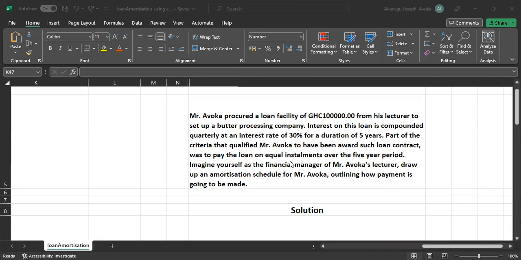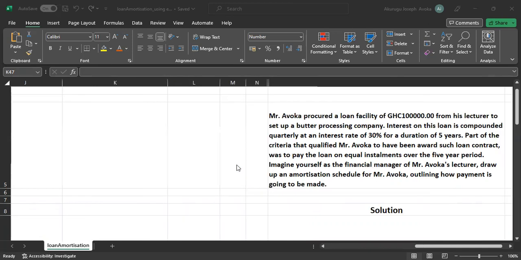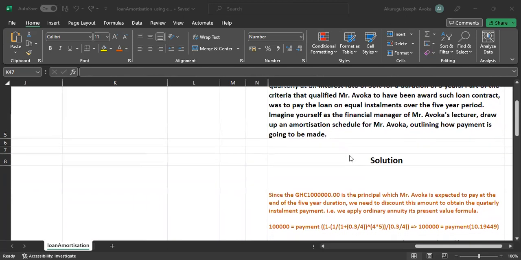Imagine yourself as the financial manager of Mr. Avoka's lecturer. Draw up an amortization schedule for Mr. Avoka. Outline how the payment is going to be made. Thank you. So that was the question.